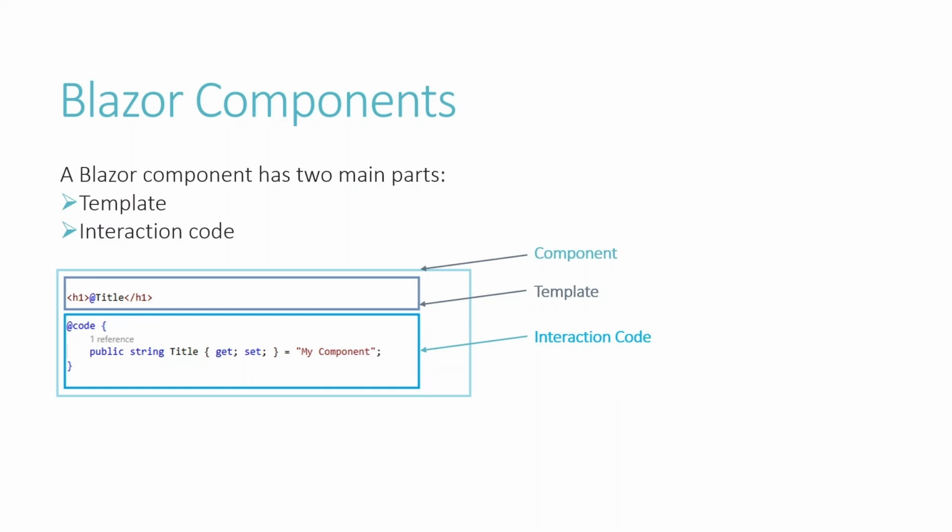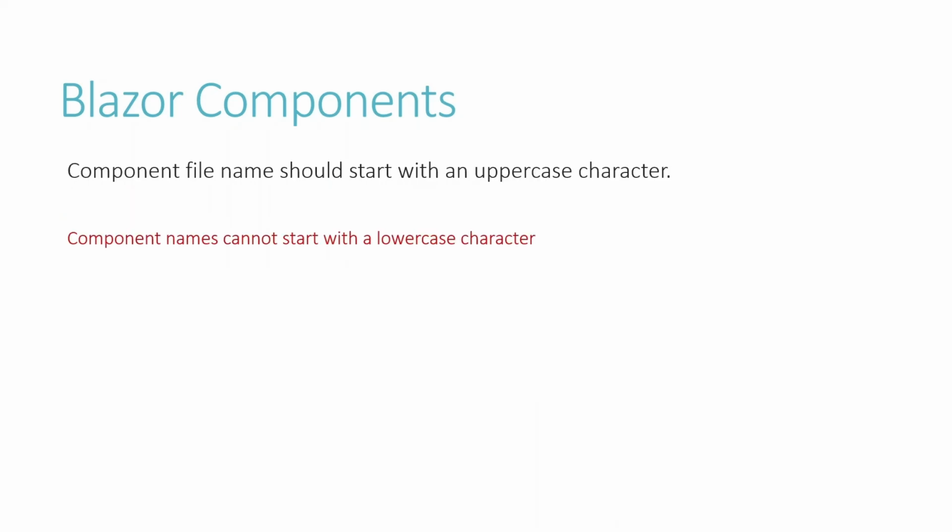Components render into an in-memory representation of the browser's document object model called a render tree, which is used to update the UI in a flexible and efficient way. The most important point that you need to remember is the component file name should start with an uppercase character. If you add a component file with a lowercase character, then the code will fail to compile and you will get an error.